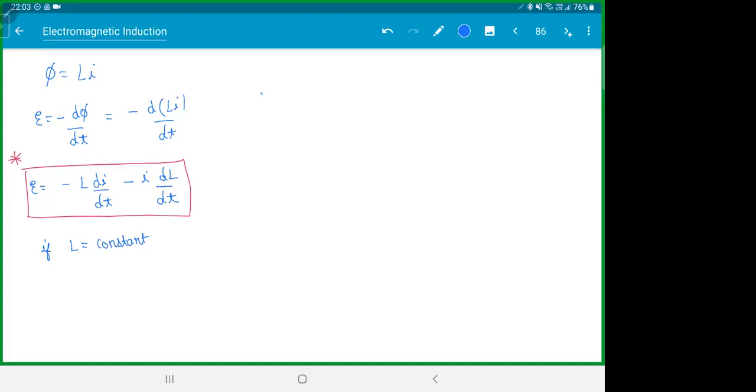The current... yeah, right, Raghav. That's what you're saying. If L is constant, then the EMF becomes minus L dI by dt. This quantity is what we call back EMF. This E here is called back EMF.